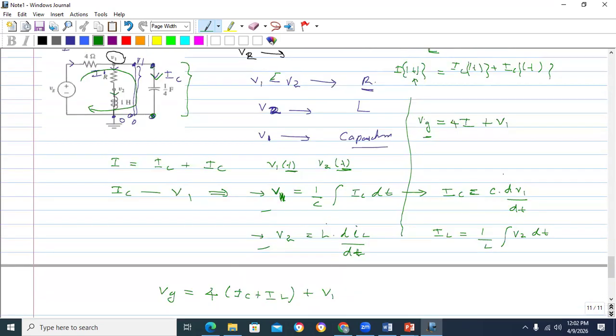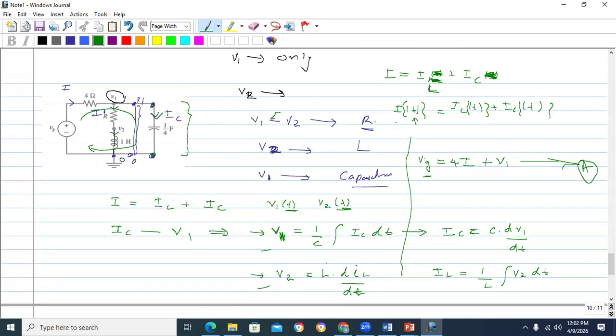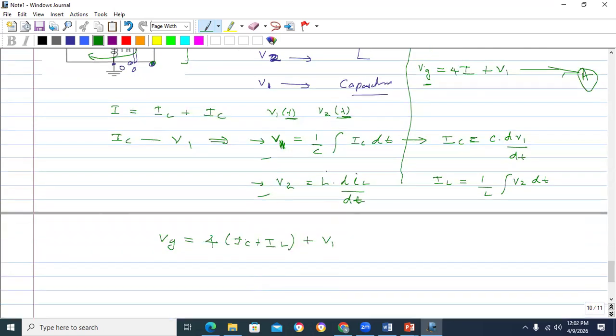Okay, so you know that. Using this equation and this equation, I is equal to IL plus IC, I can write like this, no? VG is equal to 4 IC plus IL plus V1. Then I need to get rid of this IC and IL. Keep that in your mind.